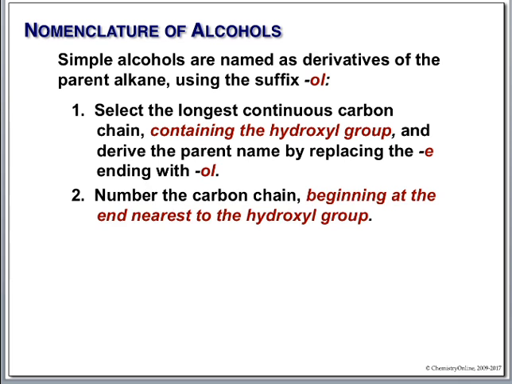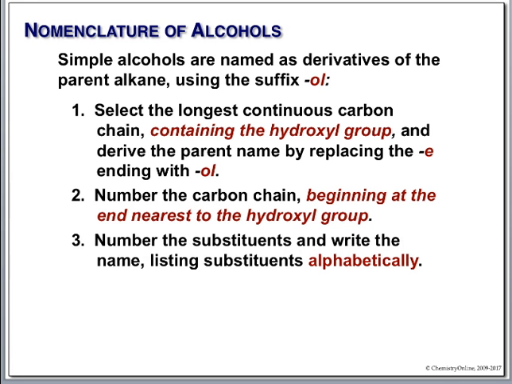We're going to number this guy beginning at the end that is nearest to the hydroxyl group. So this means that the hydroxyl group is fairly high priority. So you want to try to give it the lowest number that you possibly can. Again, we're going to just simply number the substituents, write the name alphabetically. So not a whole lot of difference. We're going to name it as an OL. We're going to number so that the OH group has the lowest number, and arrange substituents alphabetically.